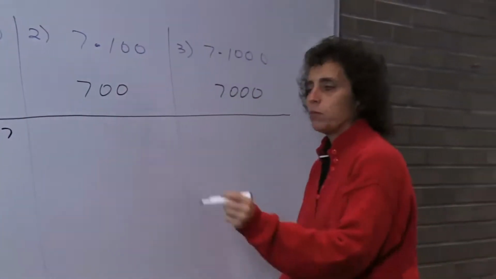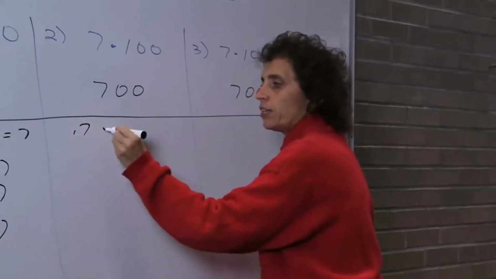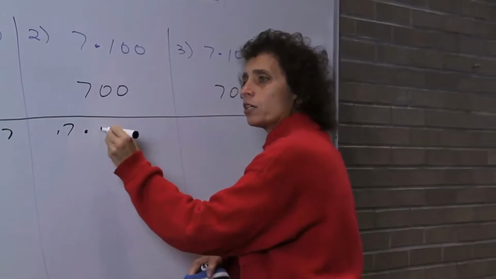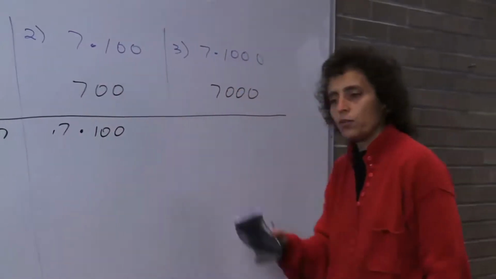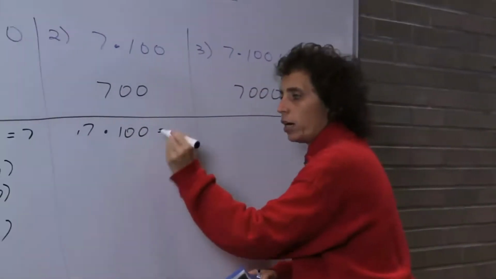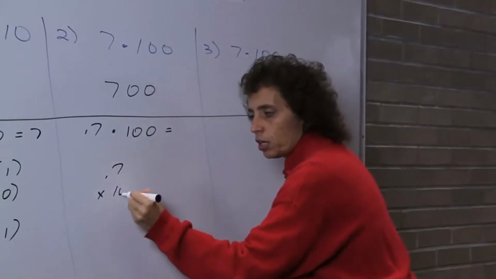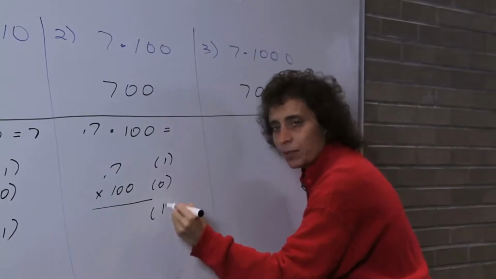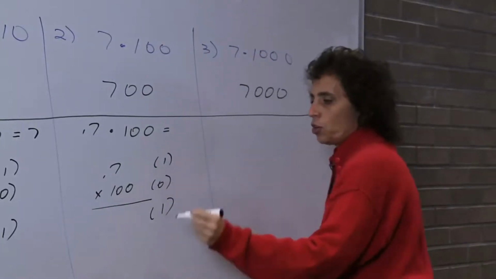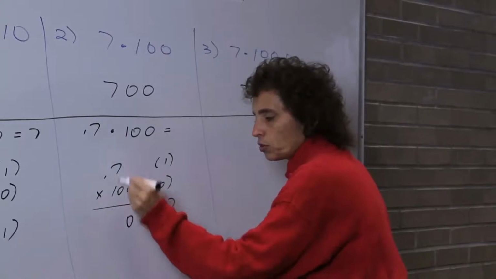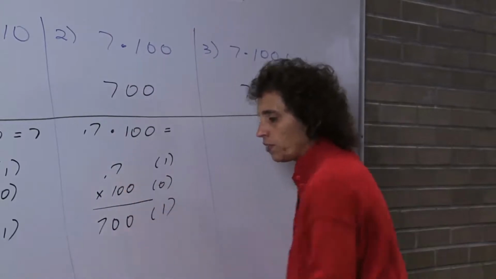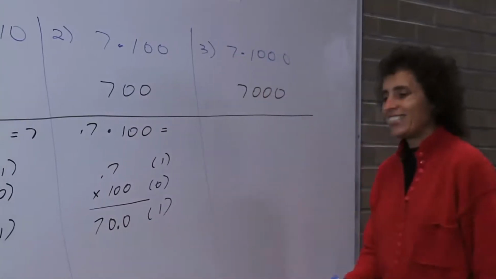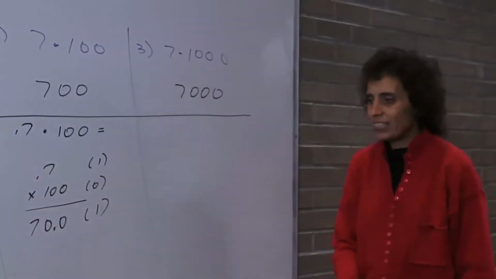Okay? So the answer here is 7. Let's do the next problem. 0.7 times, I'm a slow learner, 100. If we do this, we are going to get, watch, 0.7 times 100. We're in once, we're in nonce. We got to be in once when we add that up. So 0 times 7 is 0, 0 times 7 is 0, 1 times 7 is 7, but I got to be in only once, so right here, and we have 70. Okay.